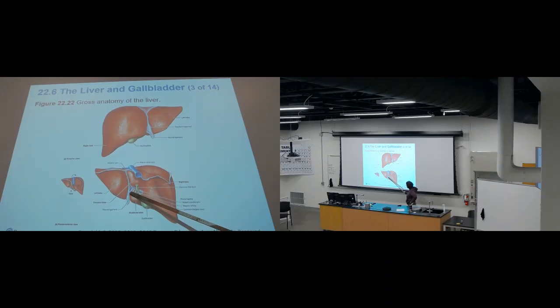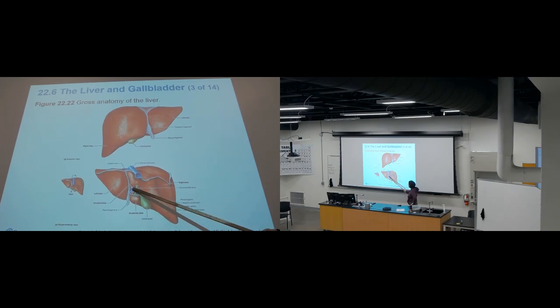Now, the other component of the porta hepatis is not only this common hepatic duct, but also this hepatic artery, which is a branch of the celiac trunk. So this is the hepatic artery proper, and then we have the hepatic portal vein, which is the one that brings the blood from the intestines, the jejunum and the ileum, that is rich in nutrients so that the nutrients can be processed here by the liver.